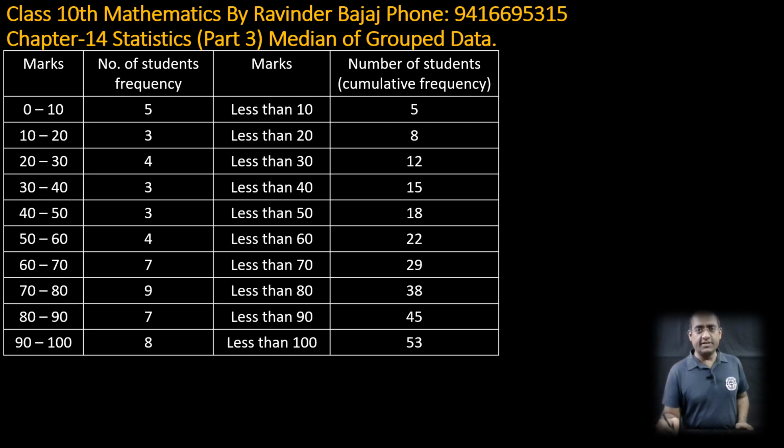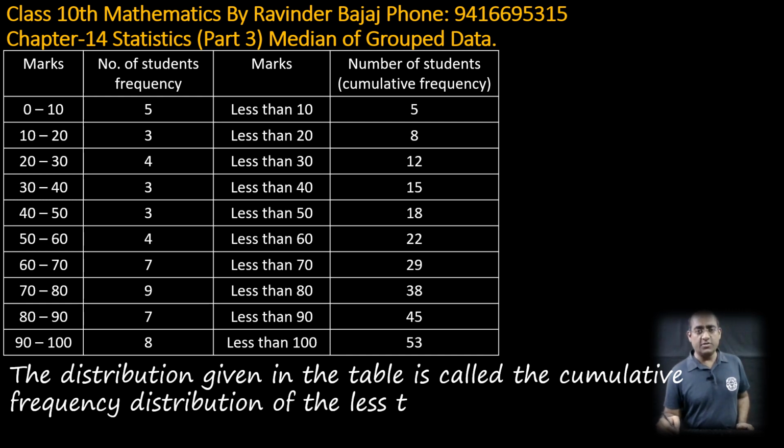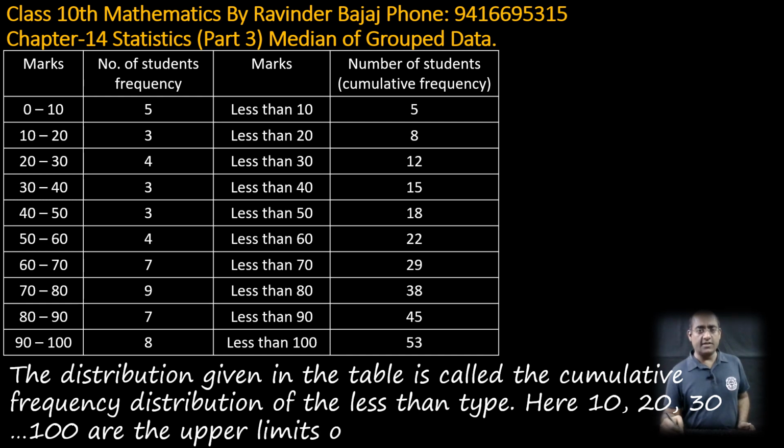So we have calculated this value. You have seen this distribution, the given distribution in the table, is called the cumulative frequency distribution of less than type. Here 10, 20, 30, 100 are upper limits of the respective class intervals.